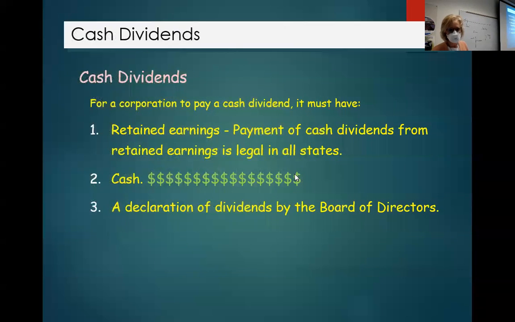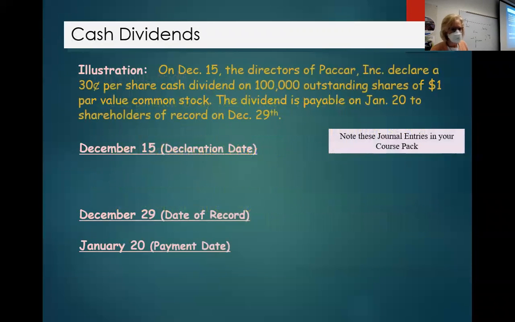So we had 3 important dates: a declaration date, a record date, and a payment date. And we said we have to have all 3 of those. The company says, we've got money, we're going to pay a dividend, they declare a dividend. At that point, the company books a journal entry. In this case, it was 100,000 shares. They declare a 30-cent per share cash dividend. That's usually how dividends are recognized.